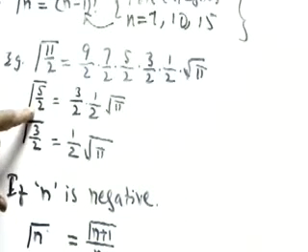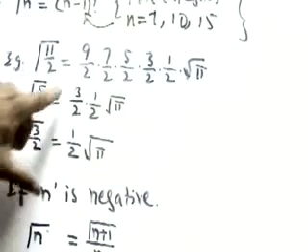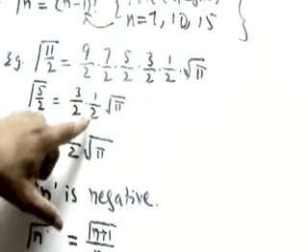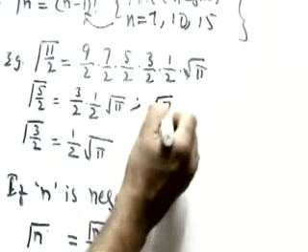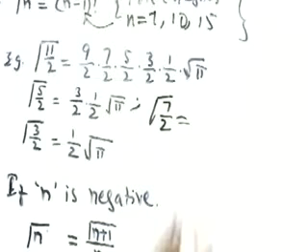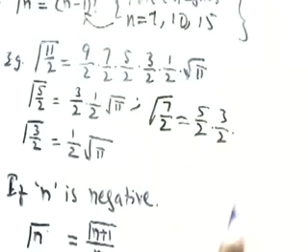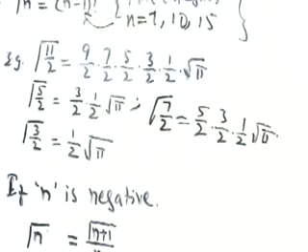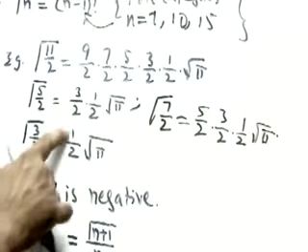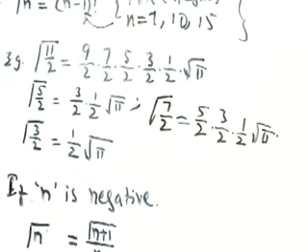You practice this one. Suppose gamma of 5 by 2. Start, reduce by 2. This will be 3 by 2. Again reduce by 2, 1 by 2. After the last 1 by 2, we have to write root pi. For instance, we have gamma of 7 by 2. How to start? Reduce by 2, 5 by 2. Again reduce by 2, 3 by 2. Again reduce by 2, 1 by 2 into root pi. And similarly, gamma of 3 by 2, reduce by 2, 1 by 2. After 1 by 2, we have to write root pi.